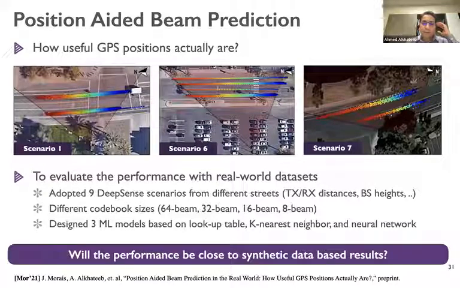One of them is position-aided beam prediction. I mentioned that position is probably the most intuitive modality that comes to mind when we think about beam alignment, right? If we have a position, we can probably quickly predict the beam. But how realistic is it, and how useful are accurate positions for this task? To study this, we looked at 9 scenarios out of the DeepSense dataset, and we adopted 3 different machine learning models: lookup table, k-nearest neighbor, and neural network.